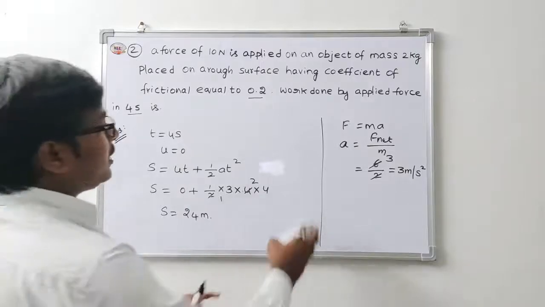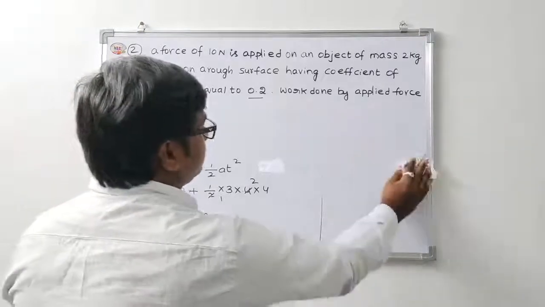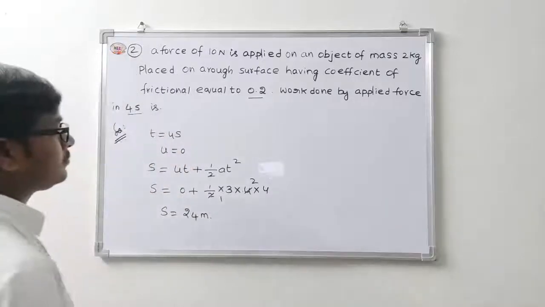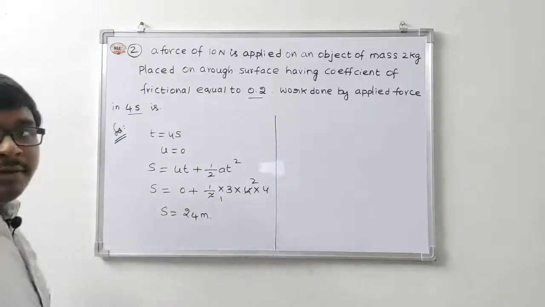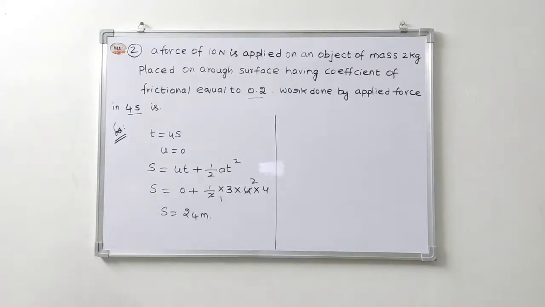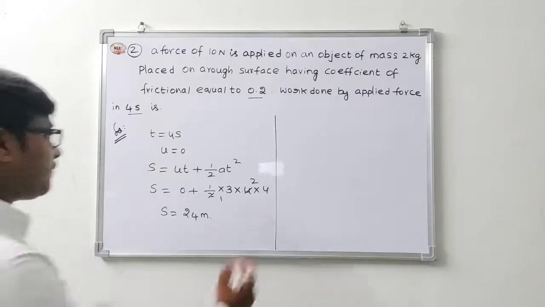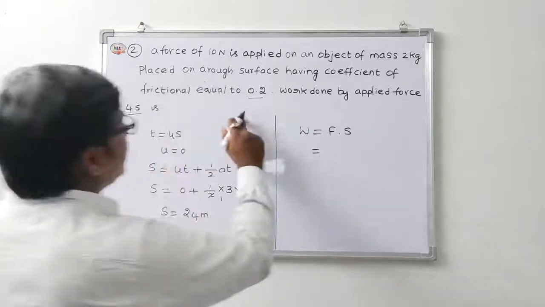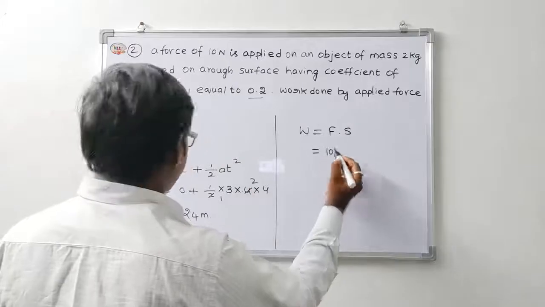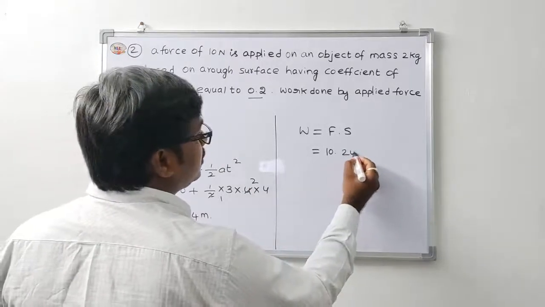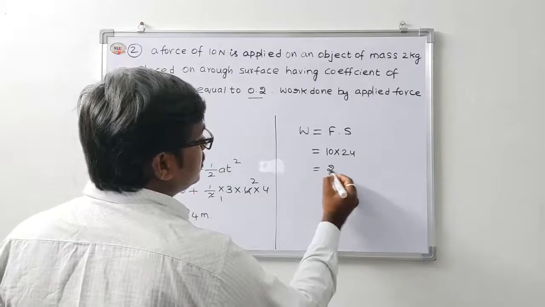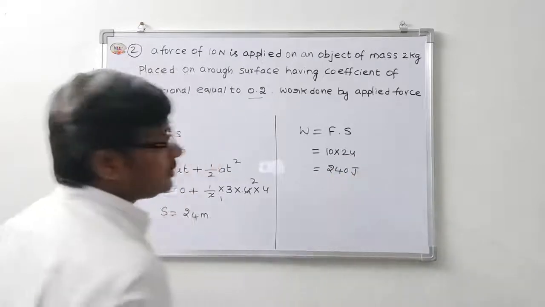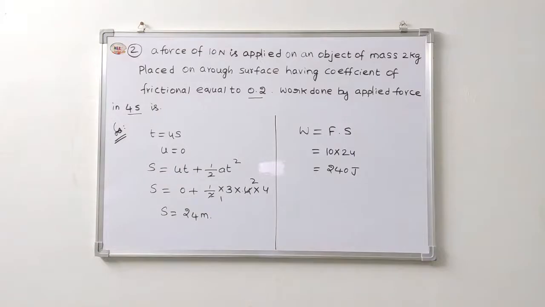Last, find the work done by the applied force. The work done is equal to force into displacement. The applied force is 10, into 24, that is equal to 240 joule. This is the second problem.